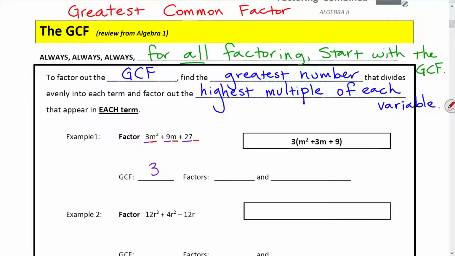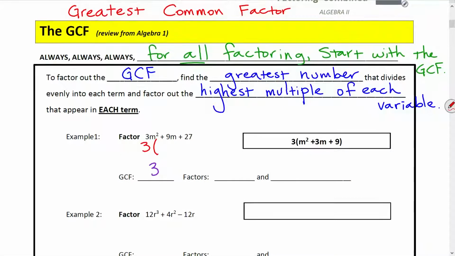Right here that tells me there is no greatest common factor that includes the variable m, because this last term doesn't have any m in it. So the GCF for example 1 is the number 3. So I will factor out that GCF.